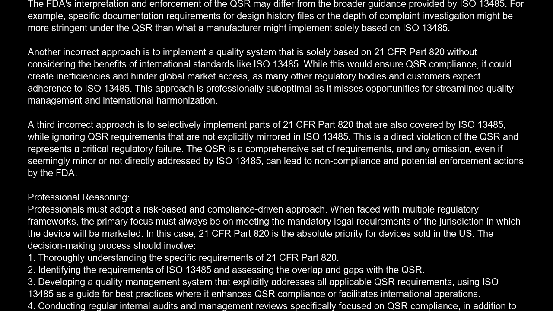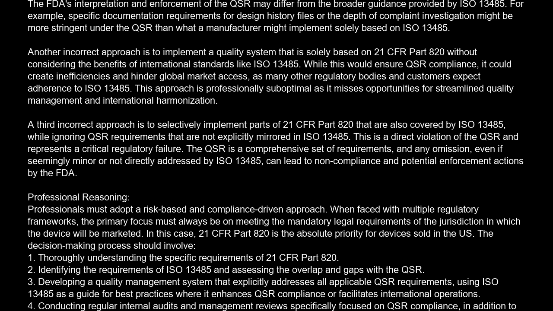Professional reasoning. Professionals must adopt a risk-based and compliance-driven approach. When faced with multiple regulatory frameworks, the primary focus must always be on meeting the mandatory legal requirements of the jurisdiction in which the device will be marketed. In this case, 21 CFR Part 820 is the absolute priority for devices sold in the U.S. The decision-making process should involve 1. Thoroughly understanding the specific requirements of 21 CFR Part 820.